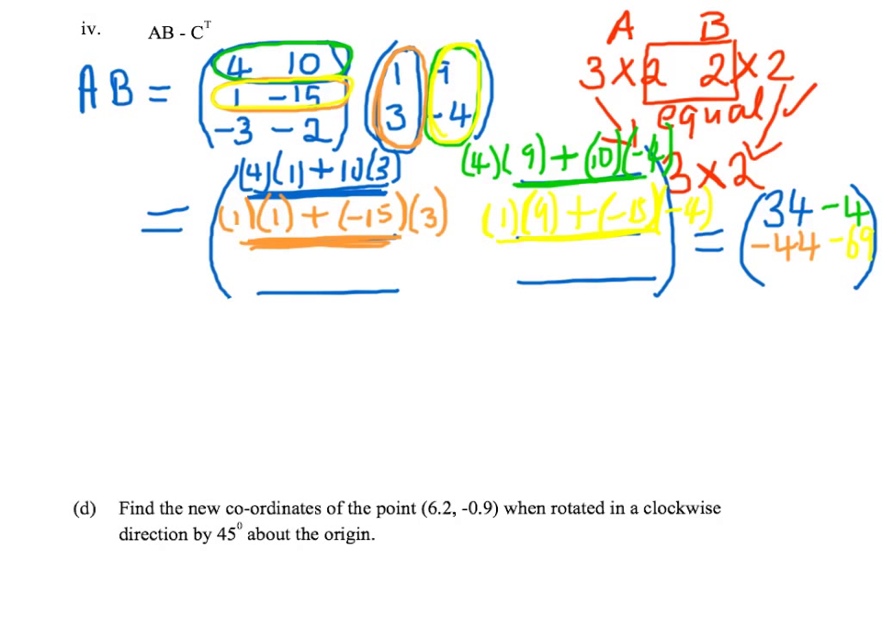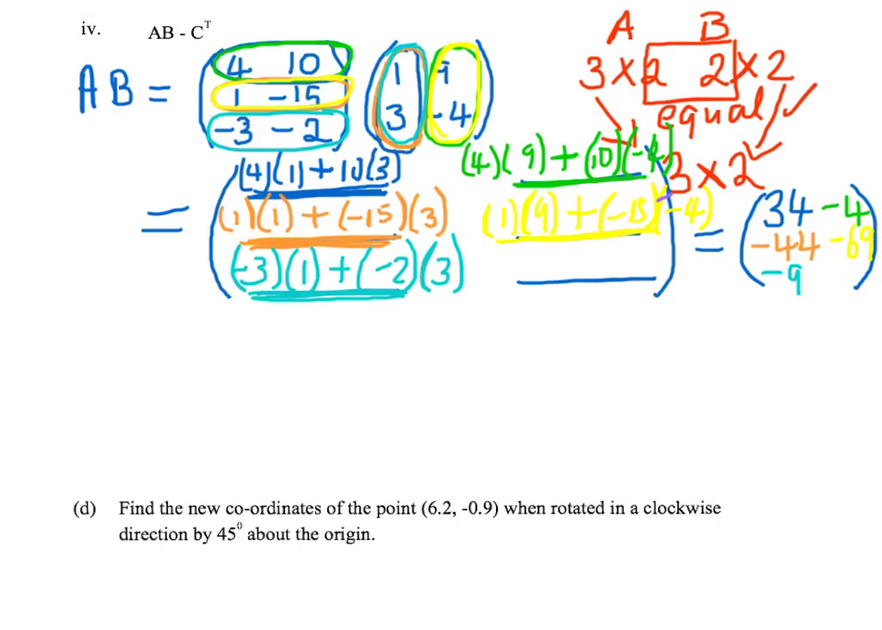Now working out this entry here, which is in the third row, first column. Then I move on to the third row of the first matrix and I multiply it by the first column of the second matrix. So I get that it's minus 3 multiplied by 1 plus minus 2 multiplied by 3. And that gives me the value minus 9.